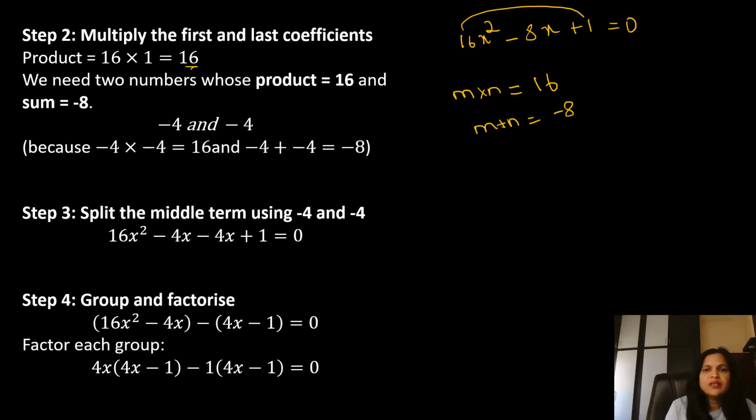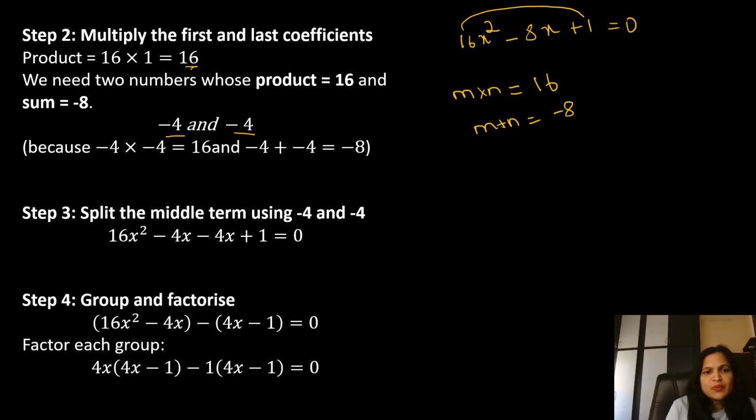Like this you find two numbers. Guess 16 and it is minus 8. What are those numbers? Minus 4 and minus 4. Minus 4 into minus 4 is 16, 4 4s are 16. Minus 4 plus minus 4 is minus 8. So these are the two numbers.